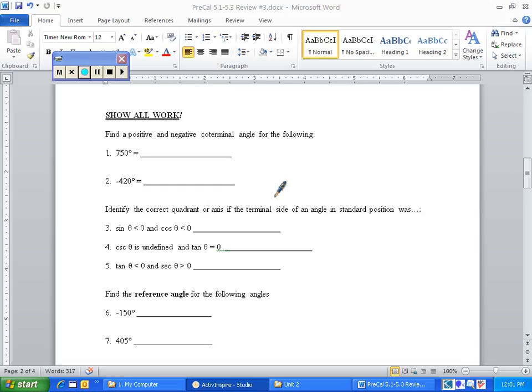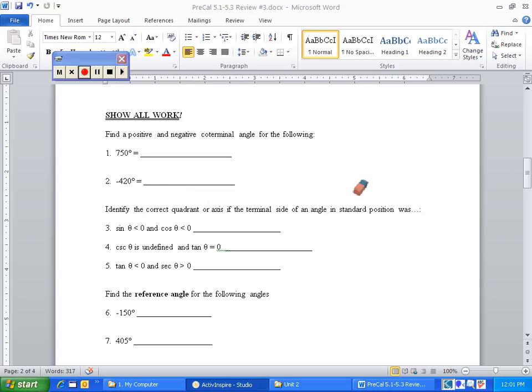So I'm going to do negative 420 plus 360 times k. Well, the k value can be anything that I want. So let's say I decide to choose 1. And this is the work I expect for you to show. That gives me negative 780. That is a negative coterminal angle, so I can move on from there.